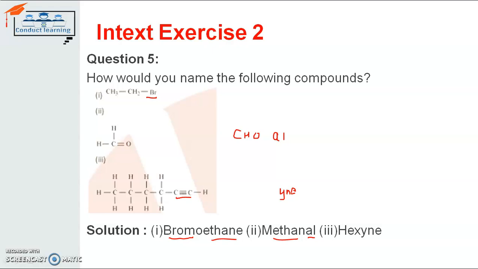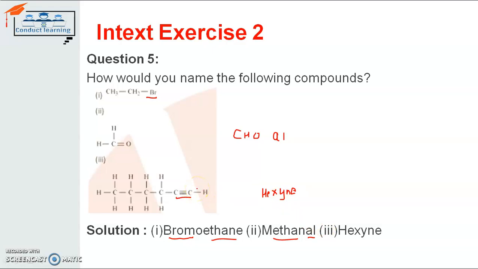So after that, we have to calculate the number of carbon atoms actually present in that structure. There is a 1, 2, 3, 4, 5, 6. So 6 carbon atoms are there. So that's why it is named hexane, because in hexane there are 6 carbon atoms. So it is the structure diagram for hexyne.